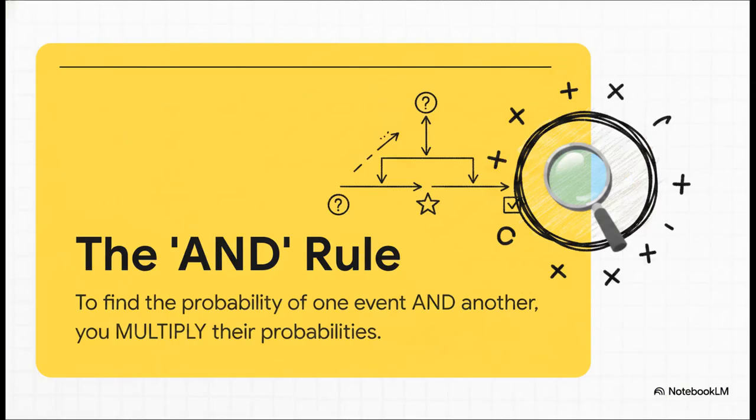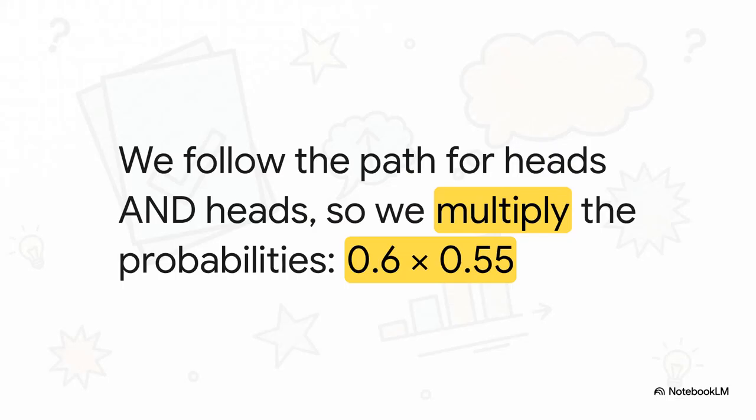To solve this, you need to know one of the golden rules of probability. Whenever you see the word "and," like you want the probability of this event happening and then this other event happening, you follow the paths on your tree diagram and you multiply the probabilities. So, let's trace the path. We want coin A to land on heads. That's a probability of 0.6. And we want coin B to land on heads. That's a probability of 0.55. So, following our rule, the calculation is simply 0.6 multiplied by 0.55.